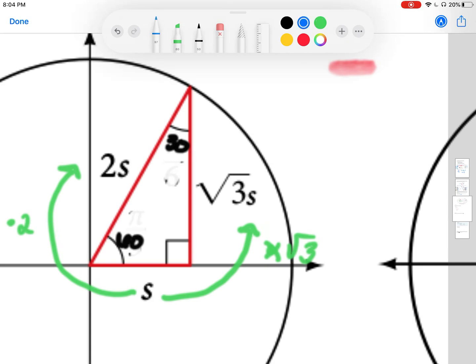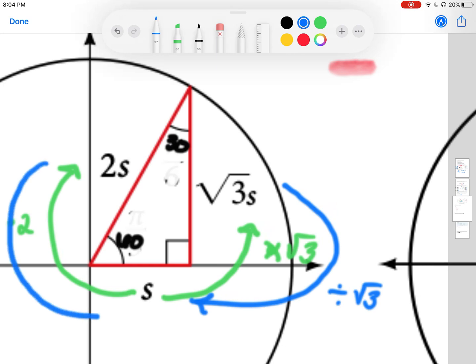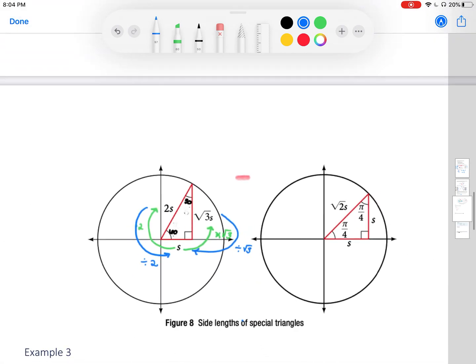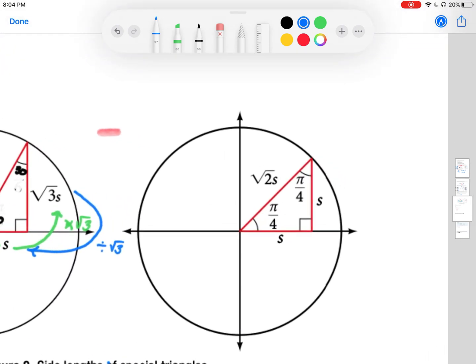Now, what if you're given 60 degrees and you want to find 30 degrees? To go from 60 to 30, you would divide by square root of 3. And to go from your hypotenuse to your 30 degrees, you would divide by 2. And that's what the proportion is trying to tell us.